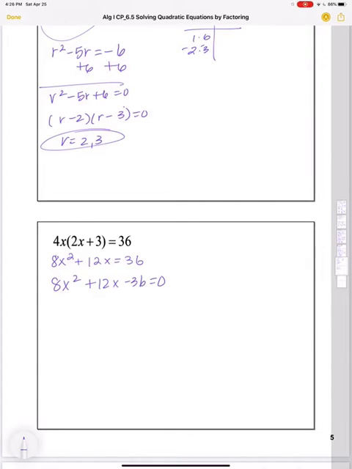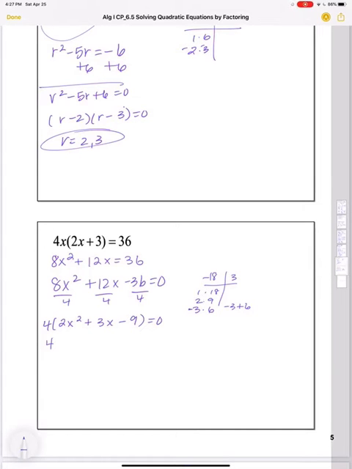So let's see, what goes into both? All of those have a common factor of 4. So I've got 4 and then 2x squared plus 3x minus 9. Then you have to do 2 times negative 9, so negative 18, and added together is 3. So we've got, let's see, 1 and 18, 2 and 9, 3 and 6, there we go. So it would be negative 3 and positive 6.